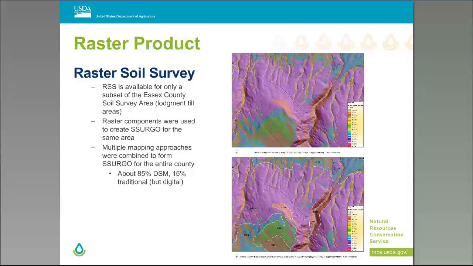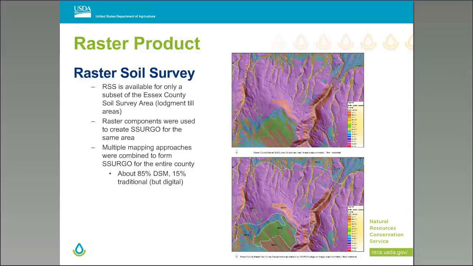So the Raster Soil Survey is available for a subset of the Essex County Soil Survey area. If you go download it, you'll rapidly see when you load it up spatially that it only covers the lodgement till areas. And the raster components from the lodgement till areas were used to create SSURGO for that same area.